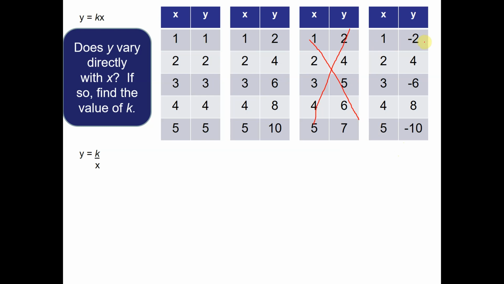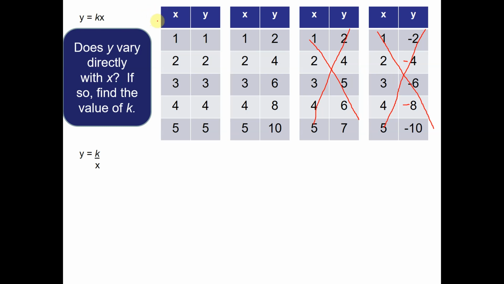1 times negative 2, 2 times 2, 3 times negative 2. So this is not either, right? What if these were all negatives? Would it be direct variation? It kind of seems like it, right? Because it'd be times negative 2, times negative 2, times negative 2. But somebody out there is going, no, it can't be. It's definitely not. Why not? Because k is defined to be a positive constant, right? It might be a nice function, but it is not showing direct variation.